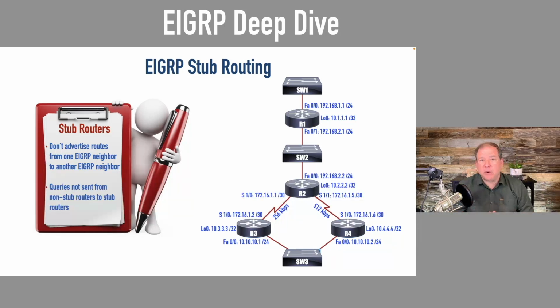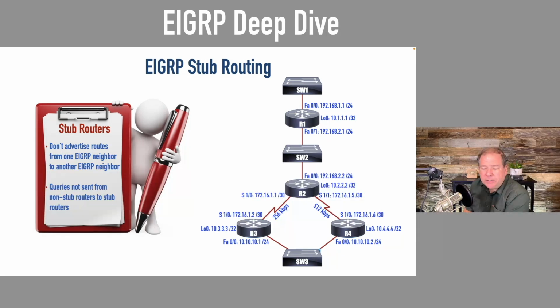Now, where might it be appropriate to make a router a stub router? Take a look at this topology on screen. If we did not have a feasible successor to a particular route, we know that we could send out queries throughout the network to say, hey, do you know a way to get there? Do you know a backup path to get to this network? Well, if we have a router that does not connect to any other routers, we might not want to query that router. So what we can do is make that router a stub router. We can configure it for stub routing.